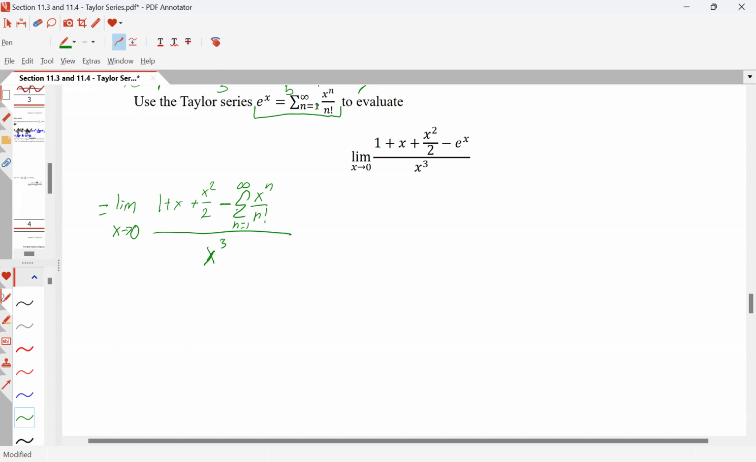This should also be an n equals 0 to infinity. So that lower bound should be 0. Writing out a few terms of this series because it is a polynomial, keeping everything else the same.